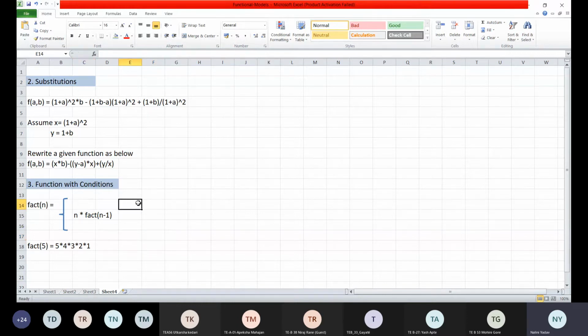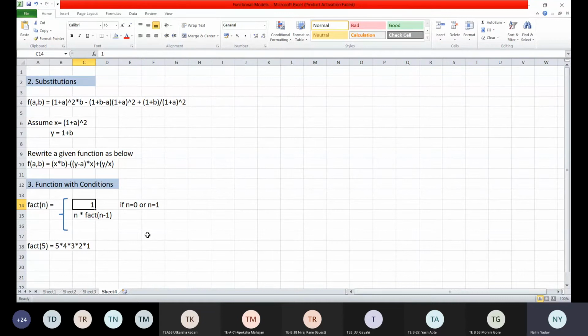At what condition will it be stopping? If n is equal to 0 or n is equal to 1. What is the value of fact of 1? Or what is the value of fact of 0? That value is 1. So whenever I get fact of 1, my value will be 1.